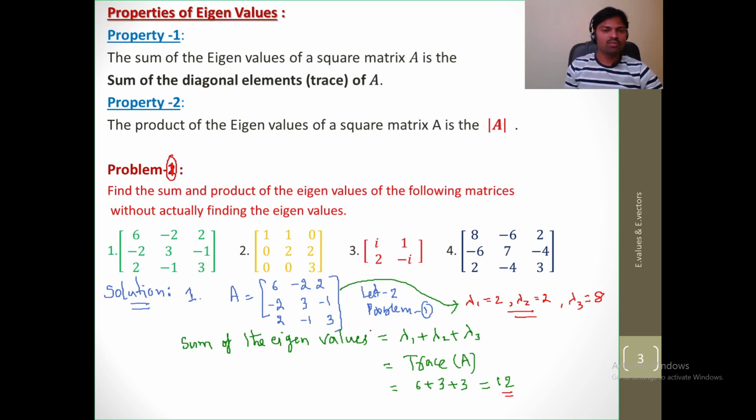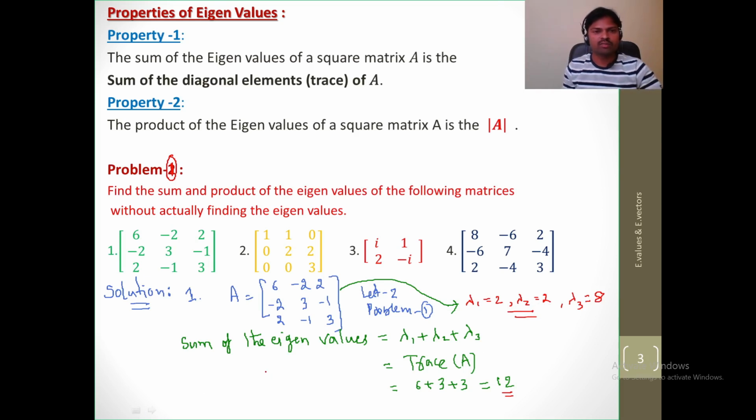Here we don't know exactly what the eigenvalues are. We are just telling what the sum is, but this is a cross verification. Already I have done this problem in lecture number 2, problem number 1, where I calculated the eigenvalues, which are 2, 2, 8. Now what is the sum? 12. Now it is cross verified like this. Okay. Next, I want the product of the eigenvalues.